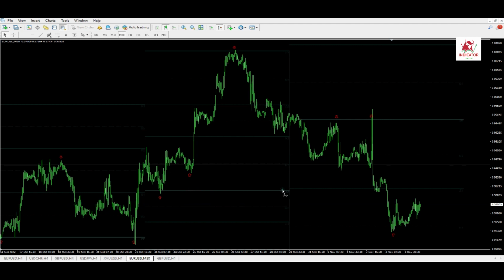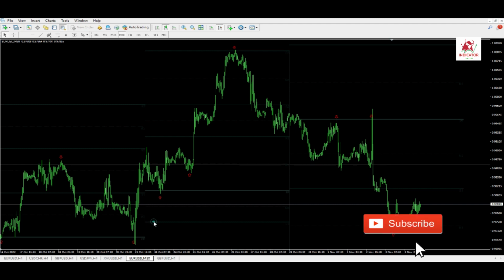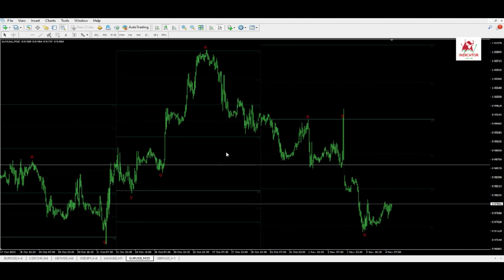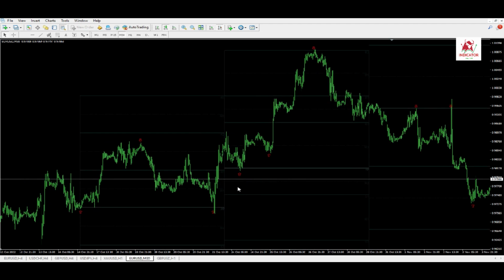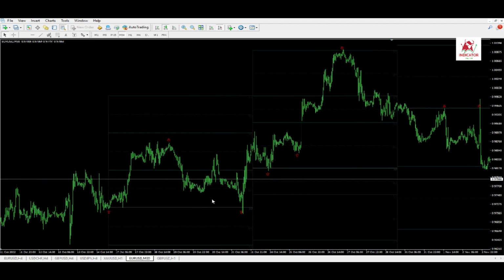Now that we have learned how to calculate the pivot point, PP, we can calculate the pivot levels R1, R2, S1, S2 as follows. R1 equals 2 times PP minus low. R2 equals PP plus high minus low. S1 equals 2 times PP minus high. S2 equals PP minus high plus low. How to calculate pivot levels R3 and S3. R3 equals high plus 2 times PP minus low. S3 equals low minus 2 times high minus PP.